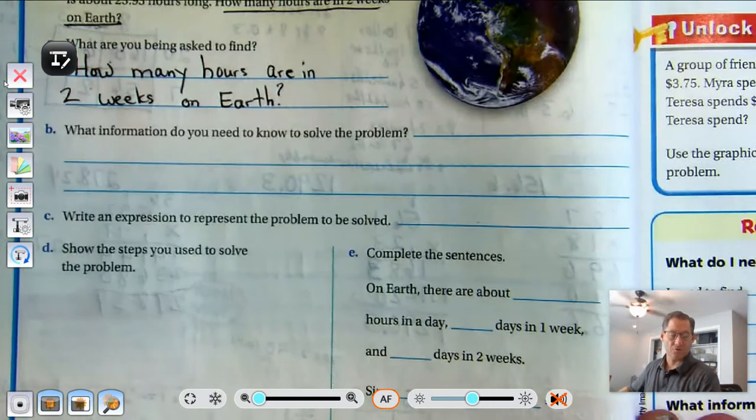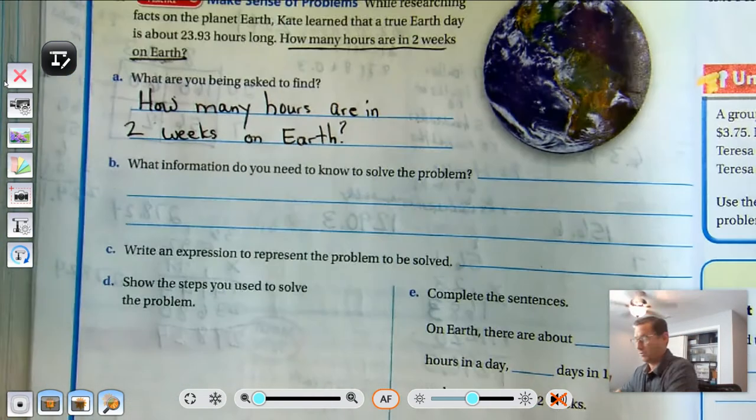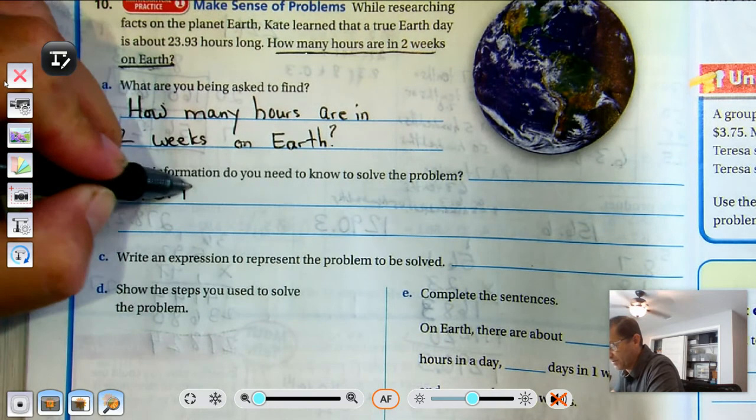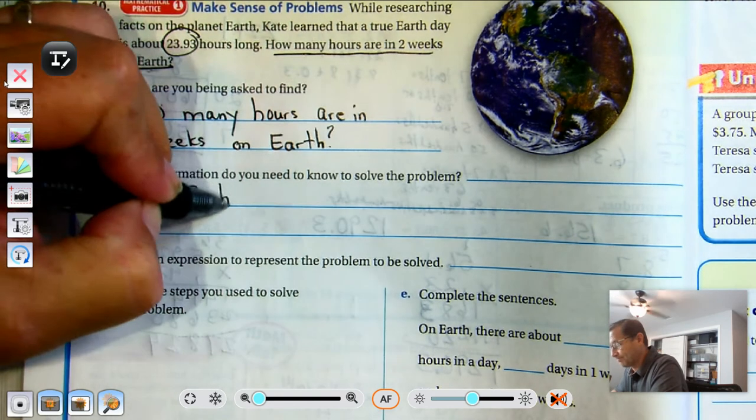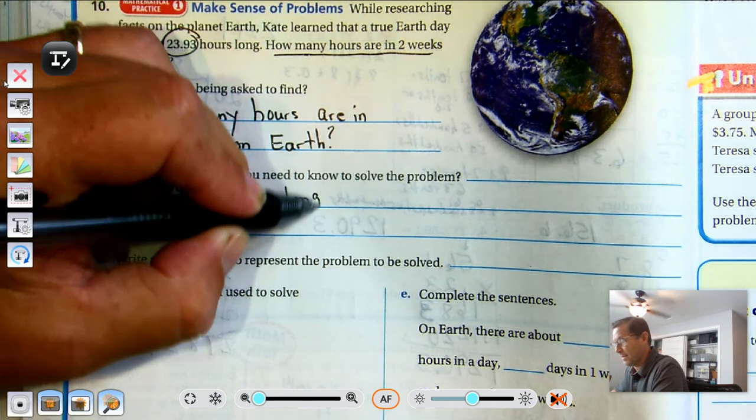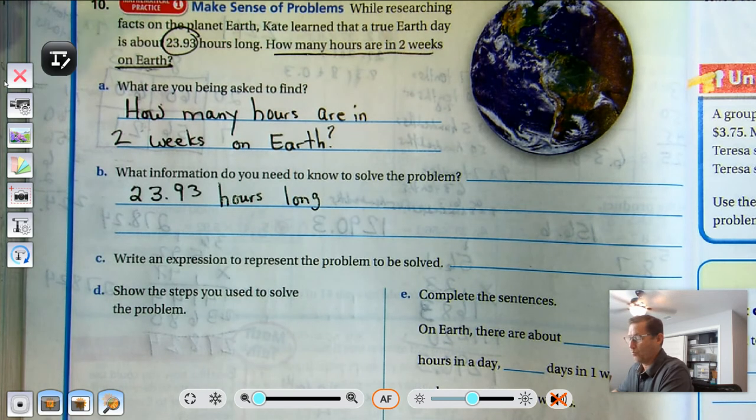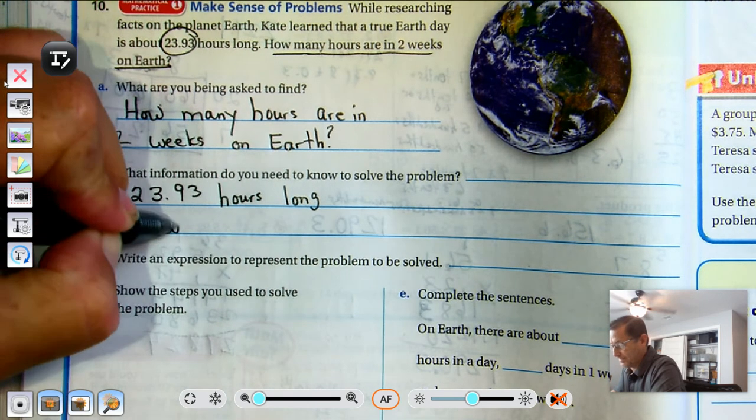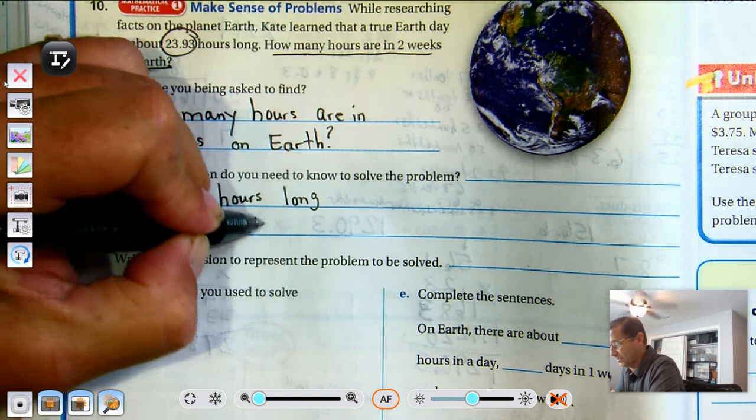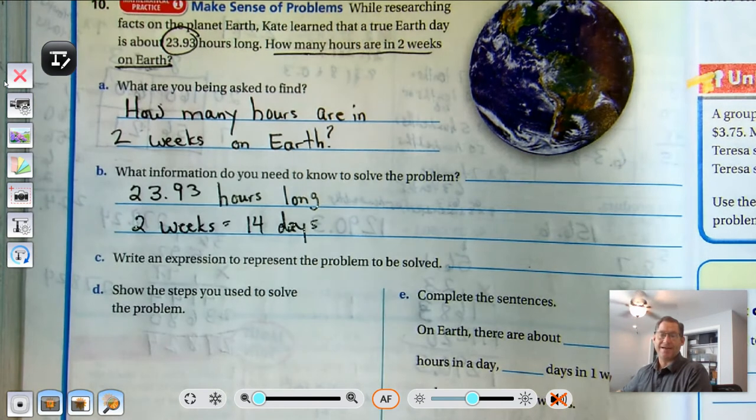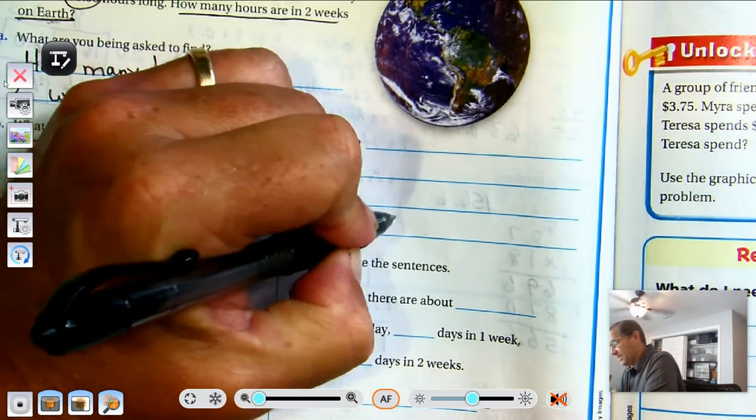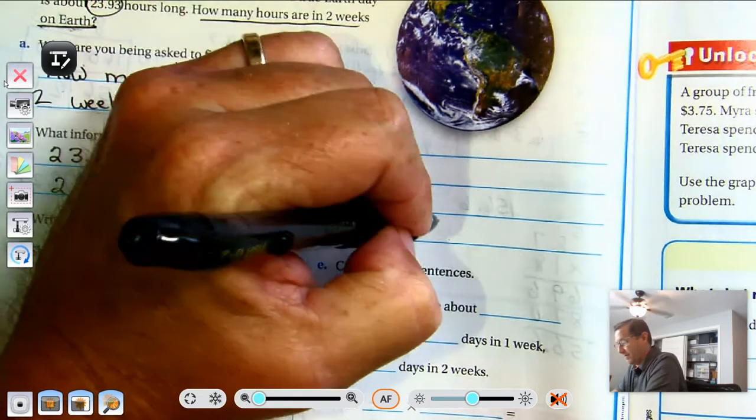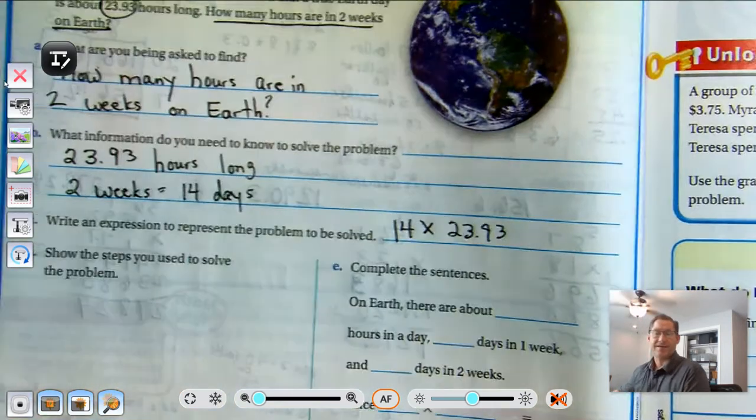What information do we need to solve this? Well, she told us that each Earth day is 23 and 93 hundredth hours long. And we need to find out for 2 weeks, right? So what do we know about 2 weeks? We know 2 weeks equals 14 days. So what's our expression? Well, it's going to be 14 groups of 23 and 93 hundredths.